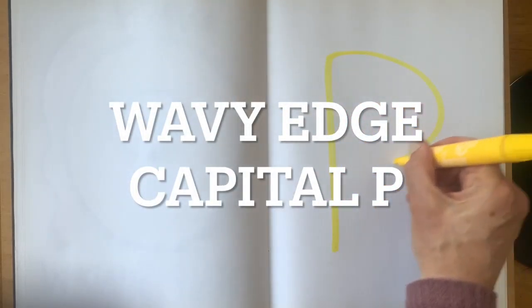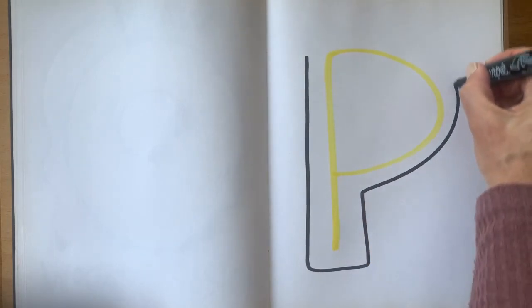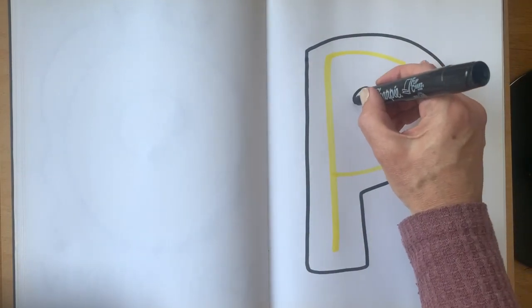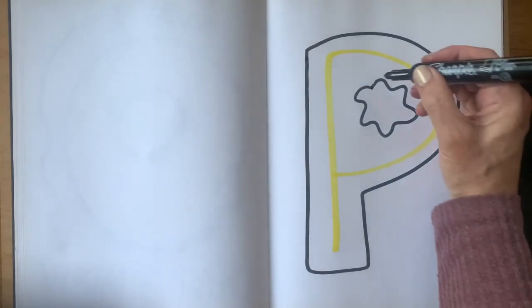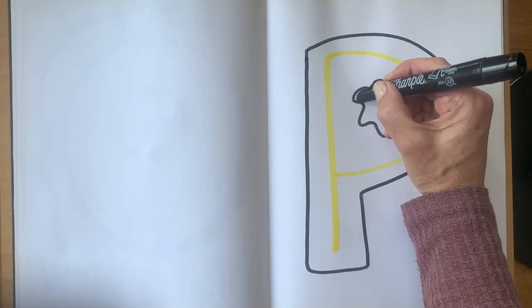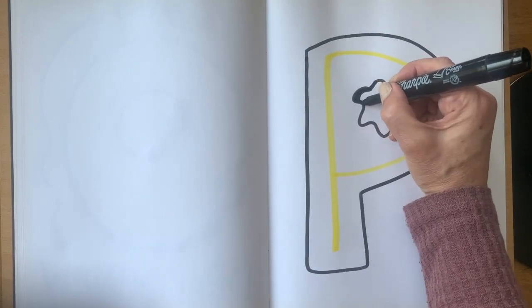Here's a simple way to use wavy lines on a simple block letter to make it a little bit more interesting. I'm starting out, I wrote the letter P, as you can see, with a yellow marker. I used a yellow marker so it kind of blends in with the paper almost, so it doesn't get confusing for you. And then I traced around the outline, the outside of that P, with a black marker.